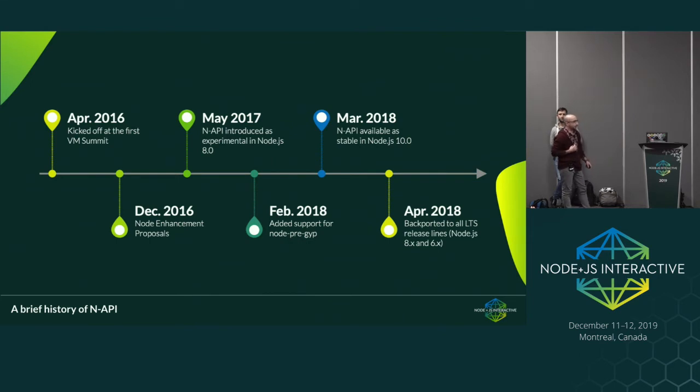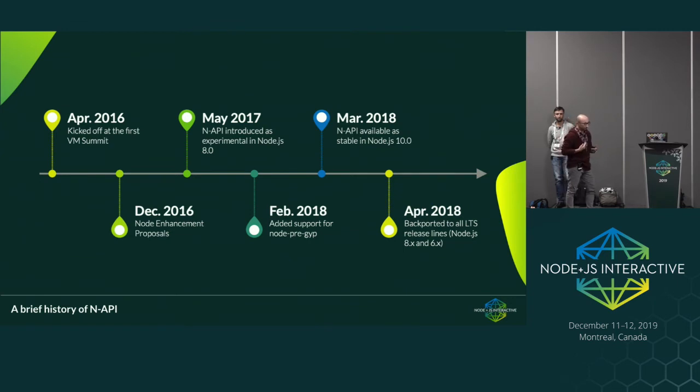The most important thing was the collaboration with the Chakra Core team, because we started to validate and test the API using two different implementations. In December 2016, we shipped the enhancement proposal for N-API. Then we started to port some key modules for the ecosystem, like, for example, node-serialport, node-sass, SQLite. And then we fixed some things in the API. And in May 2017, N-API was released as an experimental API with Node 8.